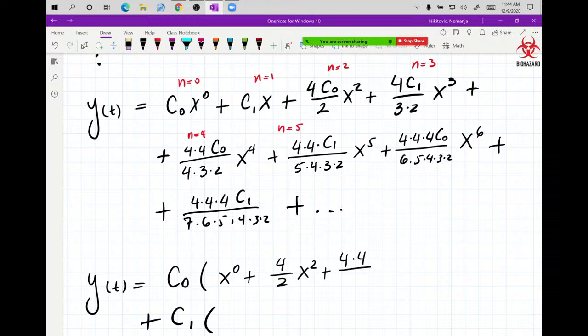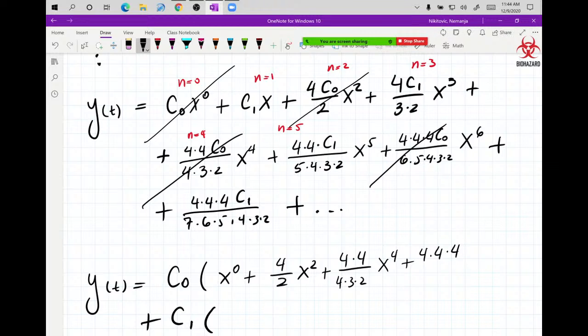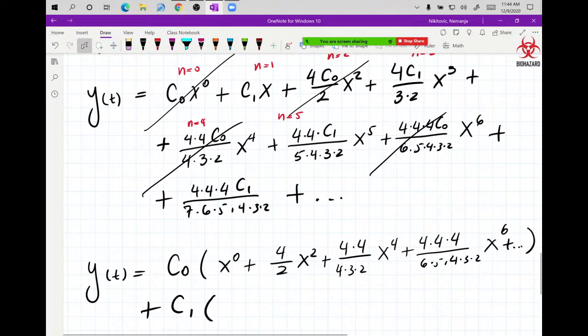I'm looking for 4 zeros. So that's a 4 0, that's a 4 0. Now 4 times 4 over 4 times 3 times 2, x to the 4. Good. And then this is 4 0 as well. Plus 4 times 4 times 4, C0 is kicked out, divided by 6 times 5 times 4 times 3 times 2, x to the 6 plus, and it's going to be infinitely many of them. And then plus, now I have to go and pick up all the C1s. That's x. Oh, I put x to the 0 over here. I should just put 1.